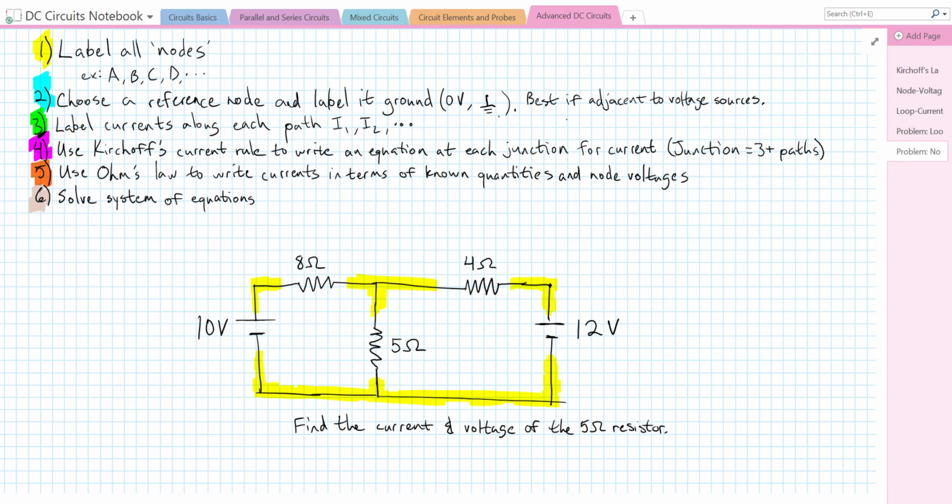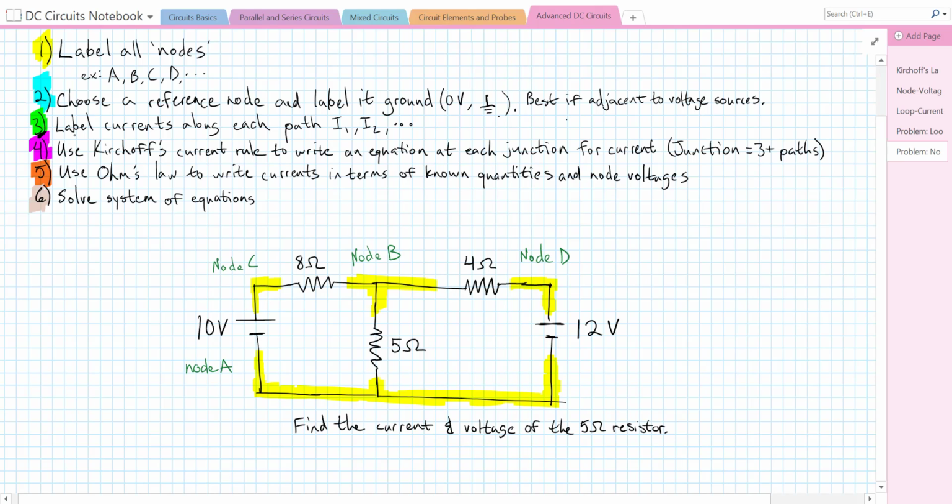Let's label our nodes A, B, C, and D. This bottom one is going to be node A. I'm going to label this top one node B. We're going to call this node C and node D. So we have all of our nodes. We have them all labeled.